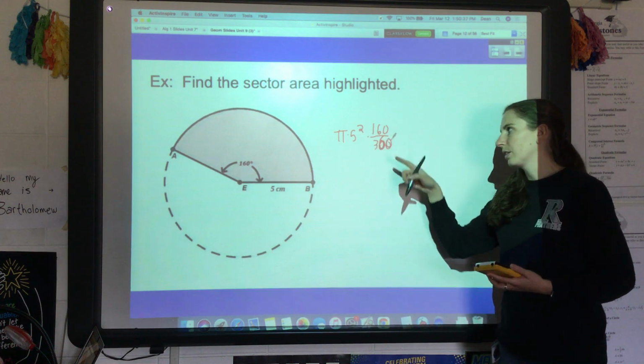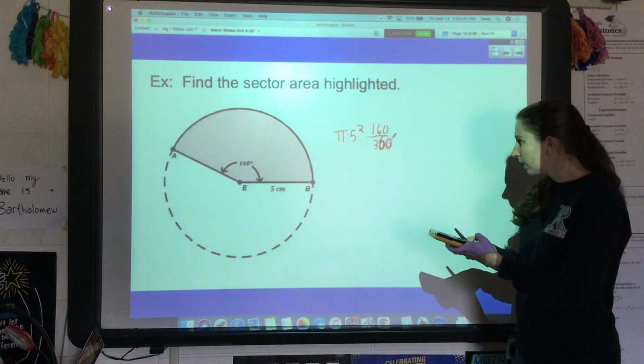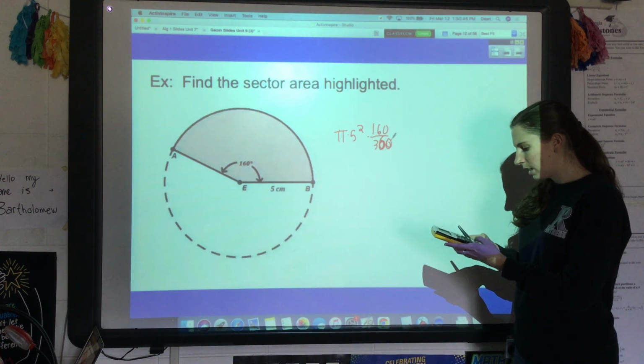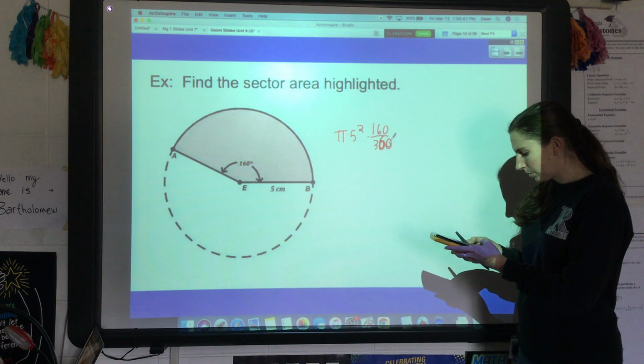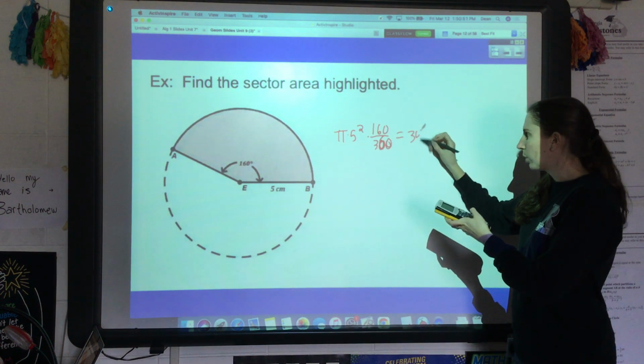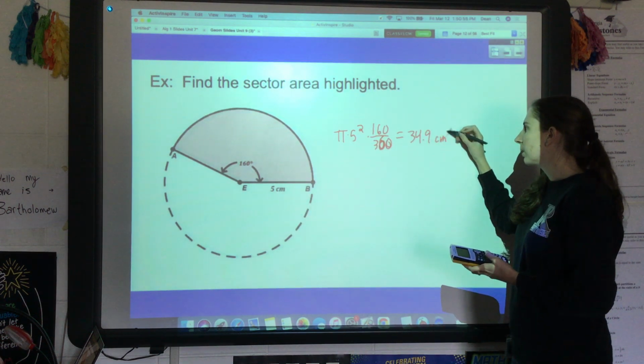Again, you could divide it all by 360 or just type all that in your calculator, honestly. 5 squared times 160 divided by 360, and then times pi. So it's about 34.9, and this is centimeters squared because it's area.